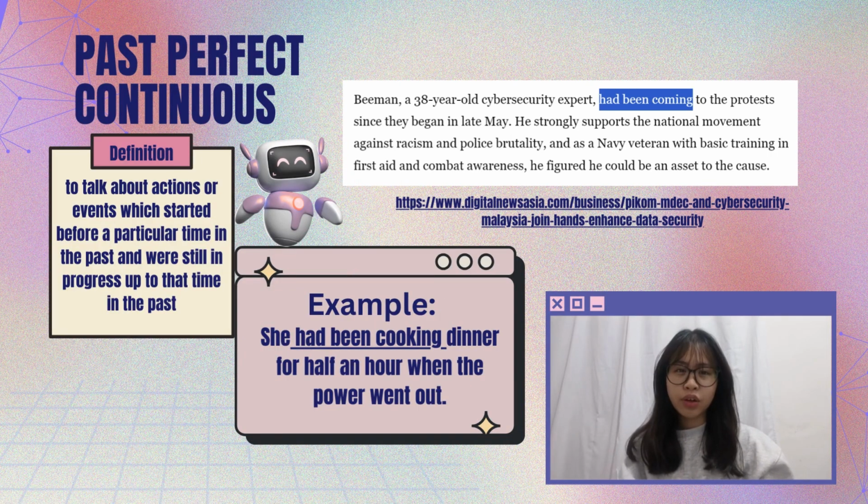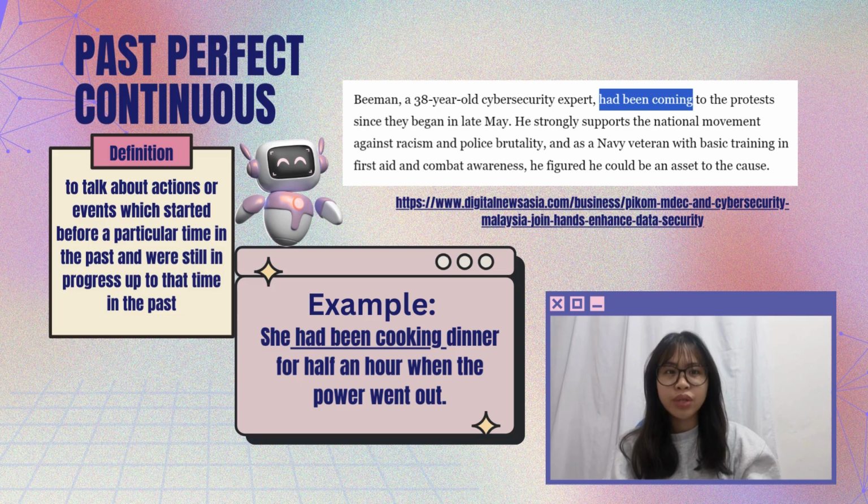Next, let's move on to the past perfect continuous tense. This tense is used to talk about an action or event that started before a certain time in the past and was still ongoing at that point in time. In the article from Digital News Asia, it described a situation where B-man, a 38-year-old cybersecurity expert, had been coming to the protest since they began in late May.